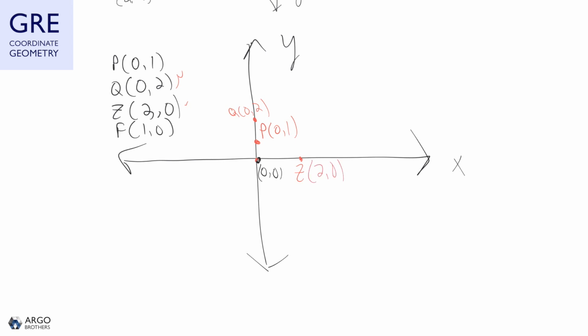And now let's do F, which is 1, comma 0. 1 would be here, halfway between 0 and 2. And then go up 0. So that's it. So F is 1, comma 0.